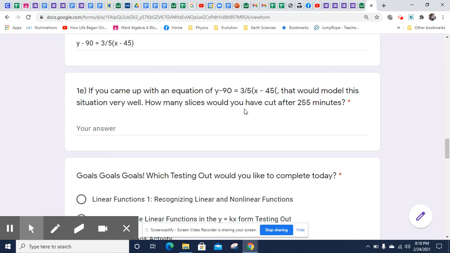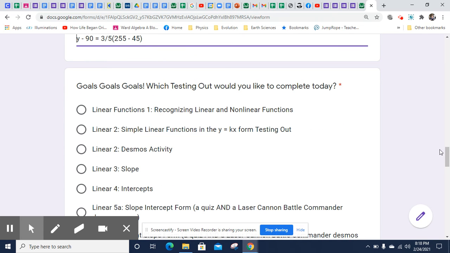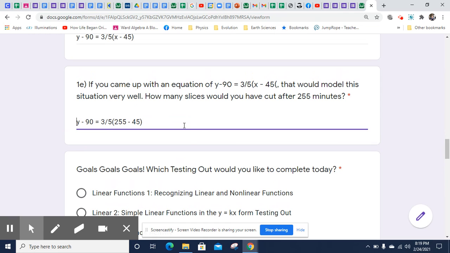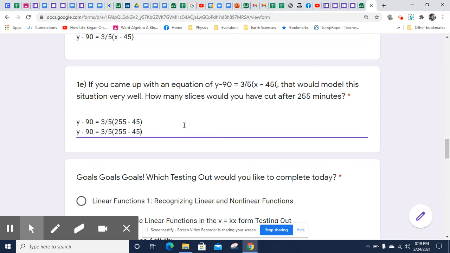So how many slices would you have cut after 255 minutes? Now remember, minutes is time, which means minutes is x, because 45 is minutes, so x is going to be minutes. 90 is slices, so y is slices. So what we're going to do is replace x with 255, and then we will solve for y to find out how many slices we have. So let's start sorting this out here. So copy that and clean this up.